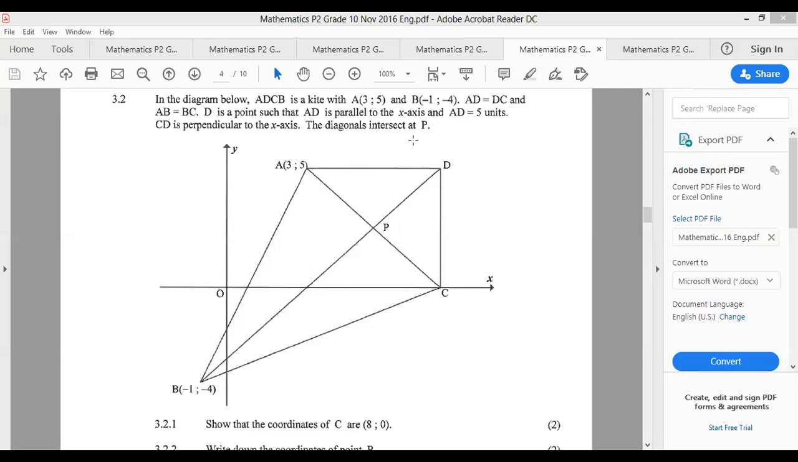Okay. Then it says AD, which means now this is parallel to that. These lines, they'll never meet, right? Therefore, AD is equal to 5 units. So AD is equal to 5 units. CD is perpendicular to the x-axis. So CD, here CD is perpendicular to the x-axis.